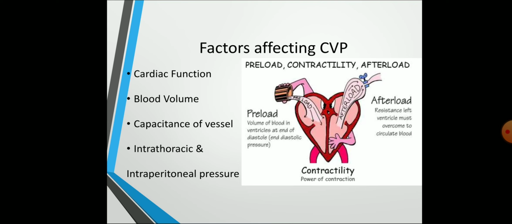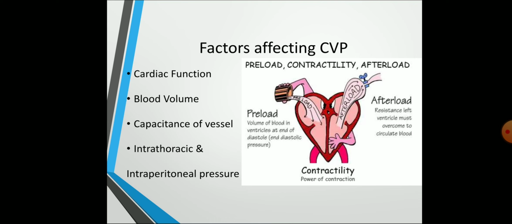So the blood pressure and CVP depend basically on three factors: preload, contractility and afterload. Preload is the amount of blood that is able to enter the right ventricle at the end of diastole. Once the right ventricle has relaxed, the amount of blood that is present is the preload.